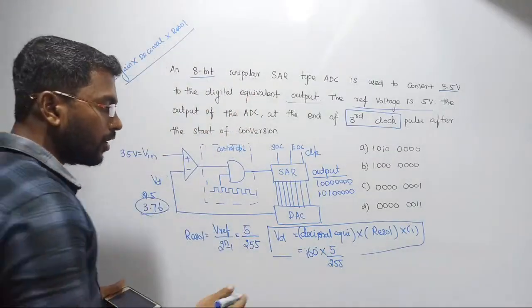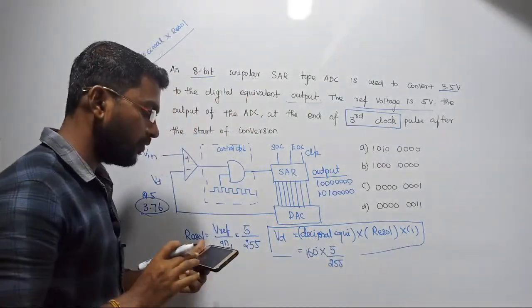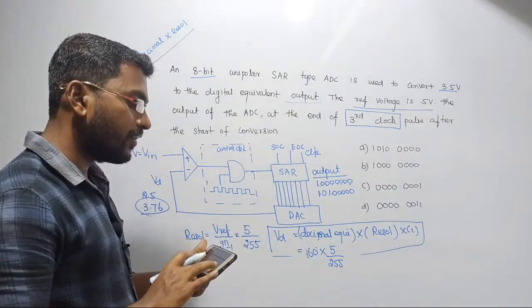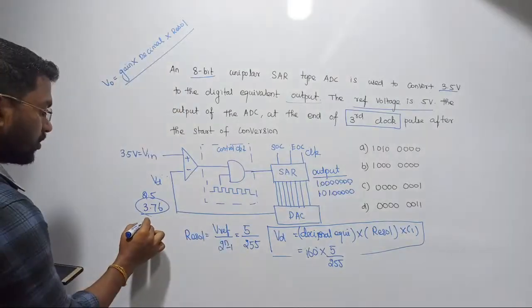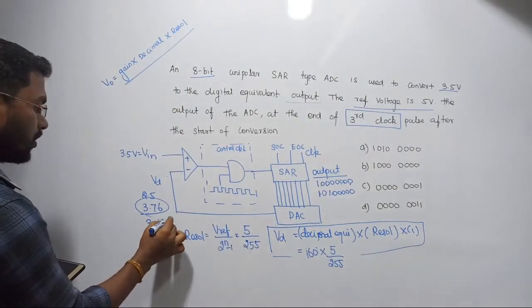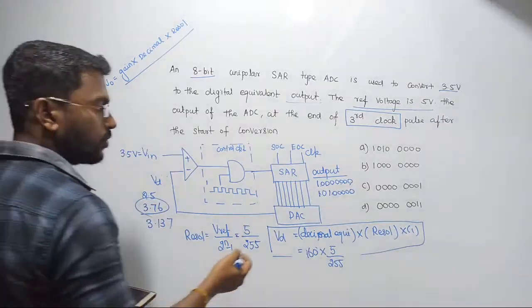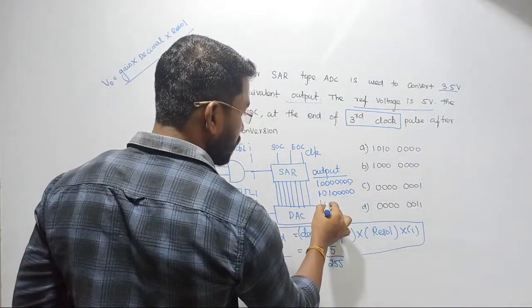Then what I am going to get? 160 into 5 divided by 255, right? So 160 into 5 divided by 255, I am getting 3.13. Next data will become 3.137. See that 3.5 is greater than 3.137. So the next data is going to be 101, which is correct.